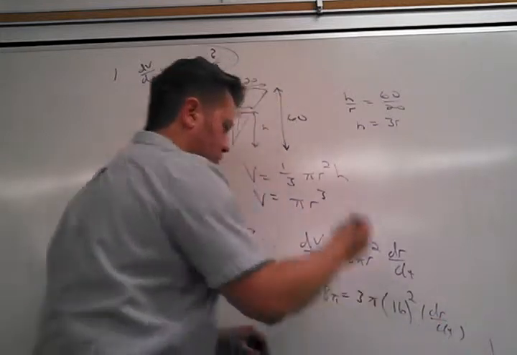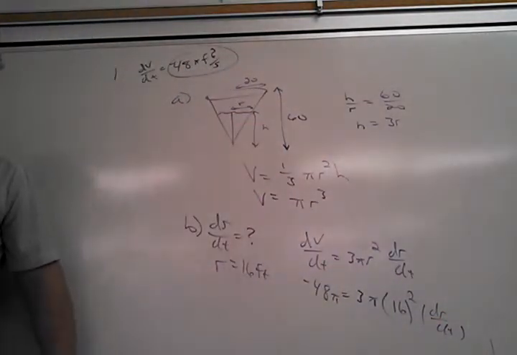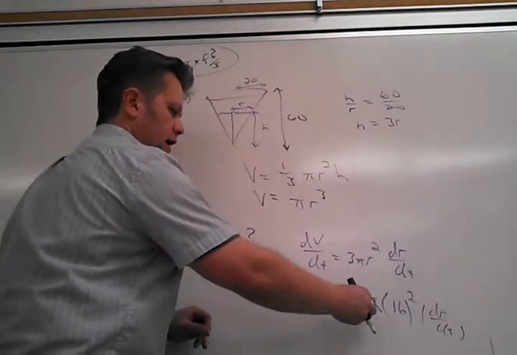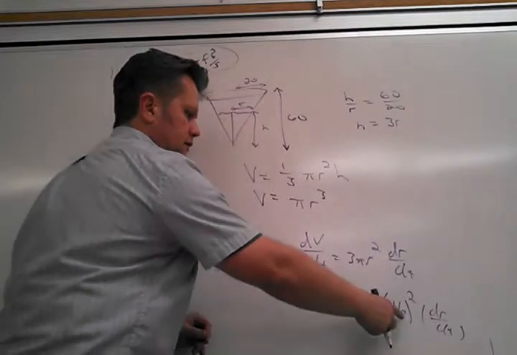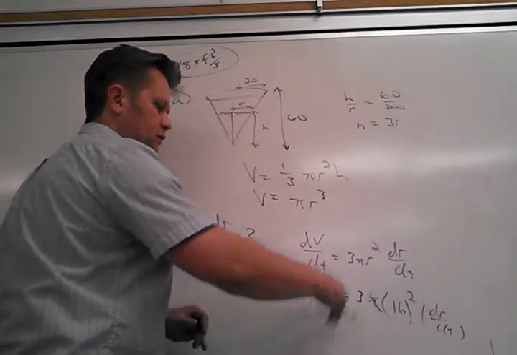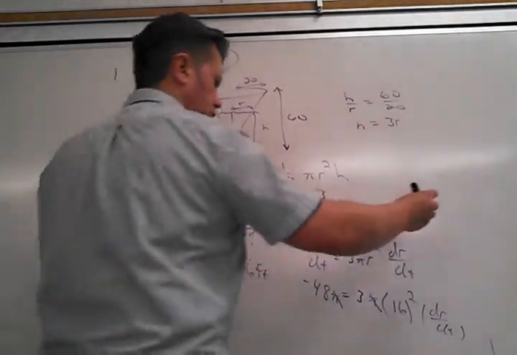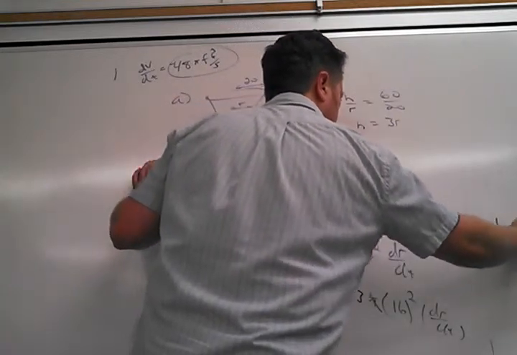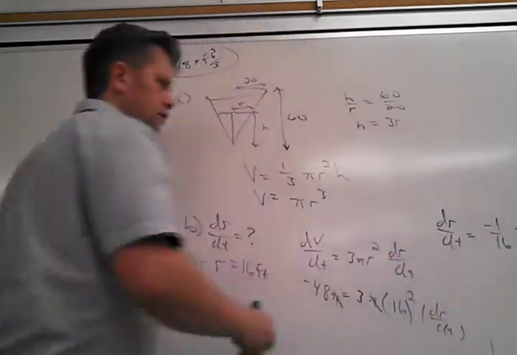So my pi's will cancel out, right? And there's one extra thing I want to do with this problem at the end. So of course the pi's cancel out. Divided by 3 is negative 16. Divided by a couple 16s leaves 1/16 on the bottom, right? So you end up with dr/dt equals negative 1/16 feet per second.